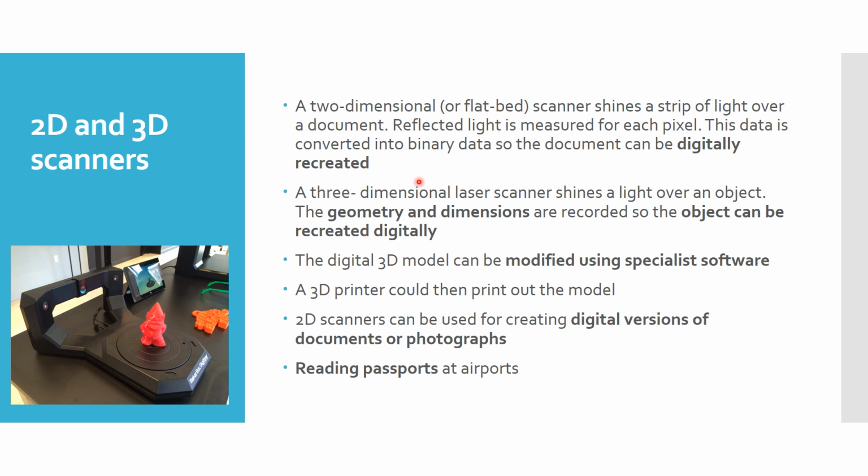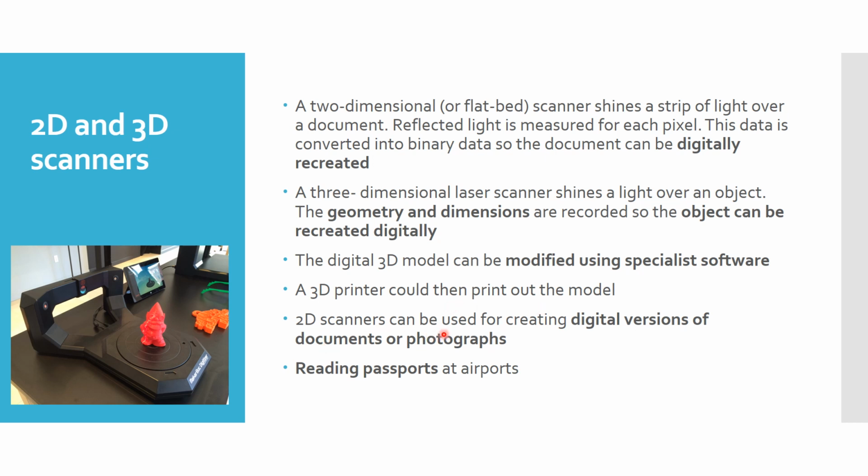Wherever there is a white area, the light reflects, and an image and digital data is created in your system, and then that digital data will be helpful to create that document. And the three-dimensional laser scanner shines a light over an object. The geometry and dimensions are recorded so the object can be recreated digitally. The digital 3D model can be modified using specialist software. A 3D printer could then print out the model.